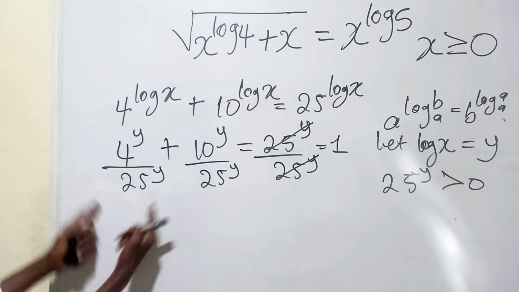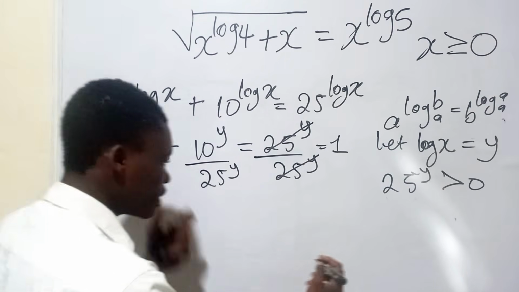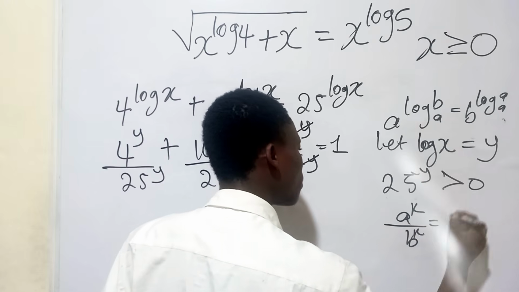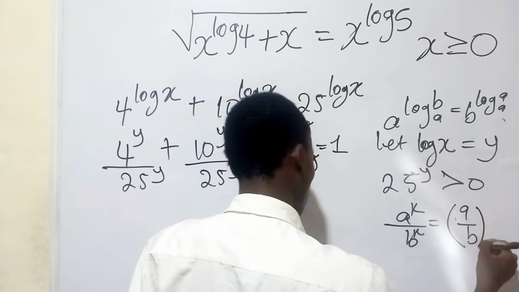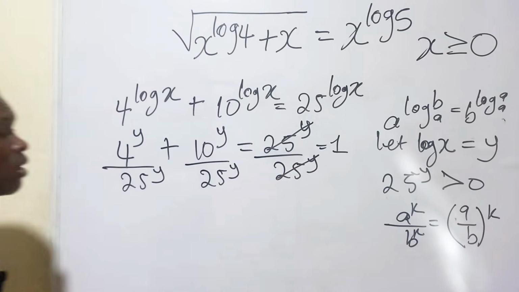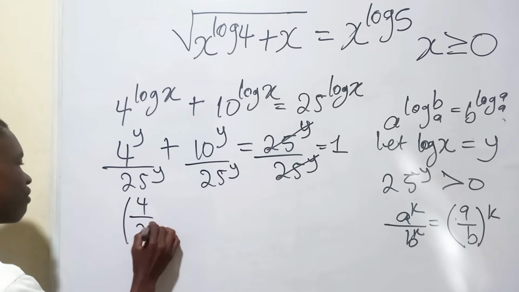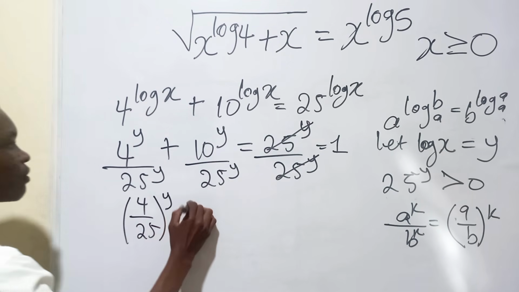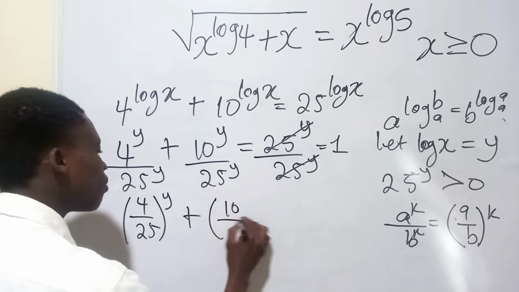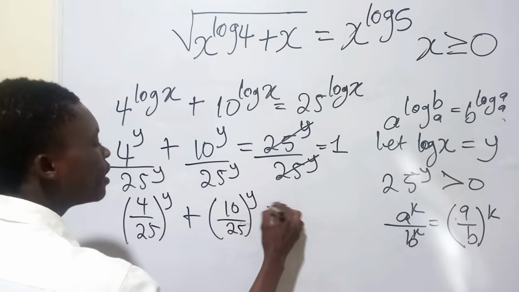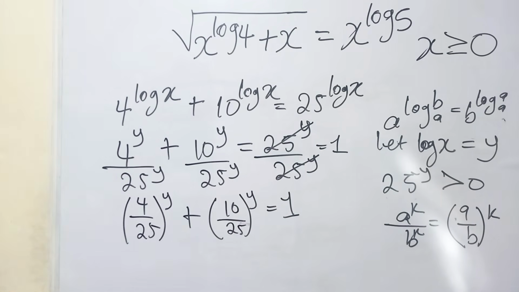So clearly, from this law, if we have a to the power k over b to the power k, this equals a over b all to the power k. So from here, clearly, what are we saying? This is 4 over 25 all to the power y plus 10 over 25 all to the power y equals 1.